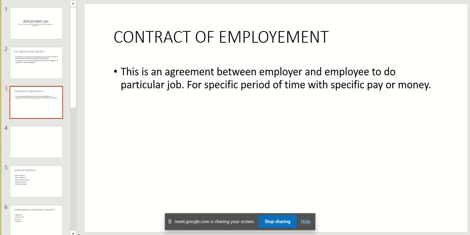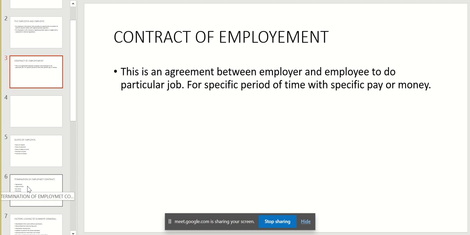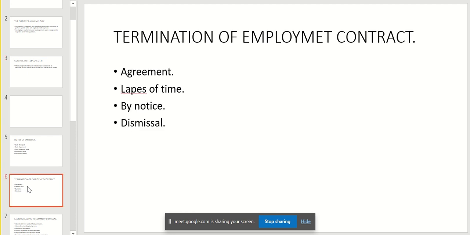Thereafter, we are going to look at the termination of the employment contract. Termination, just to define briefly what it means: this is a period whereby a contract ends. A contract may end due to the following reasons. We have agreement. Here is whereby both the employee and the employer come to an agreement to end a certain contract.